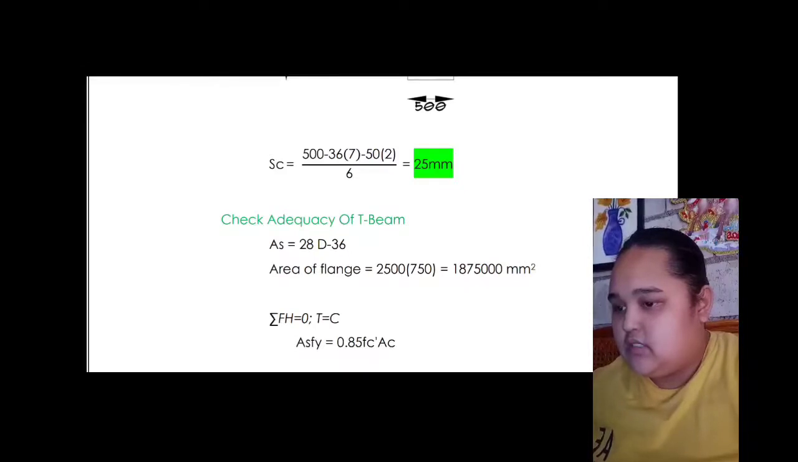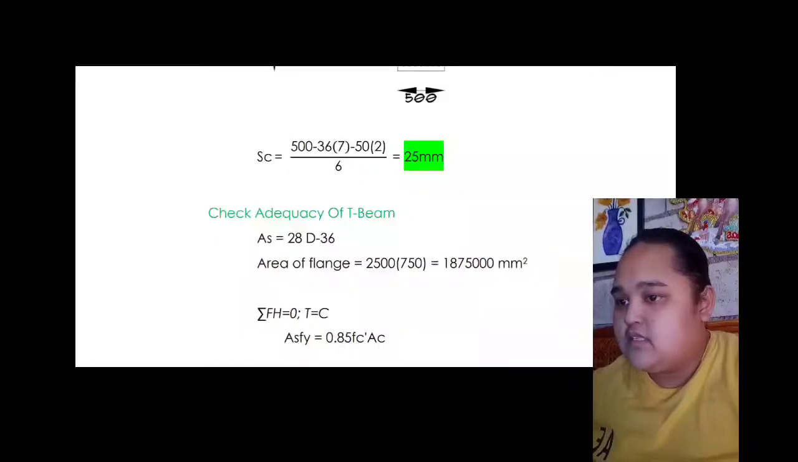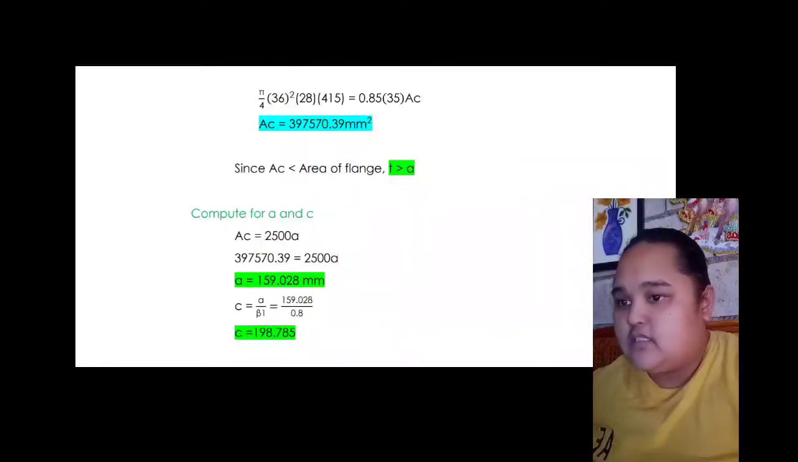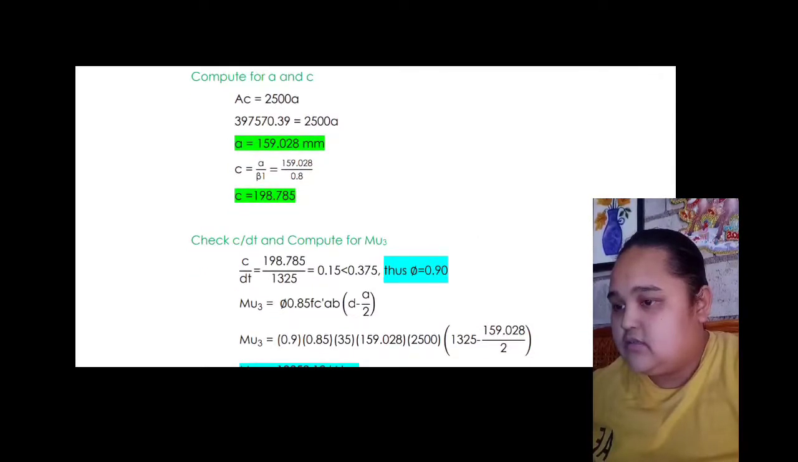T is equal to C. AS times Fy is equal to 0.85 FC prime times AC. Then we will get the value of AC. Since AC is less than area of flange, T is greater than A. And compute for A and C. AC is equal to 2/5 of A. So the value of A is 159.028 mm.